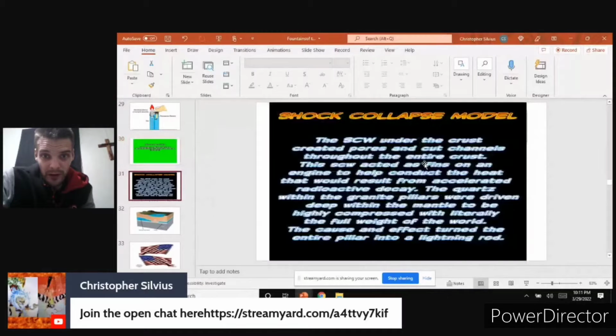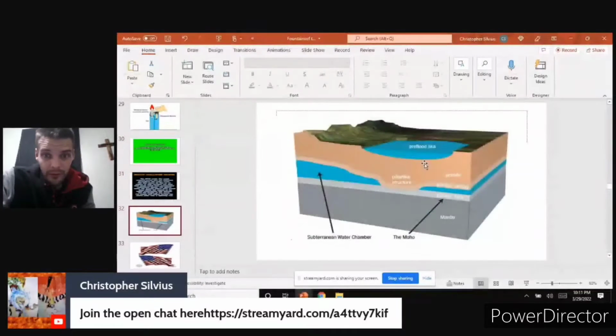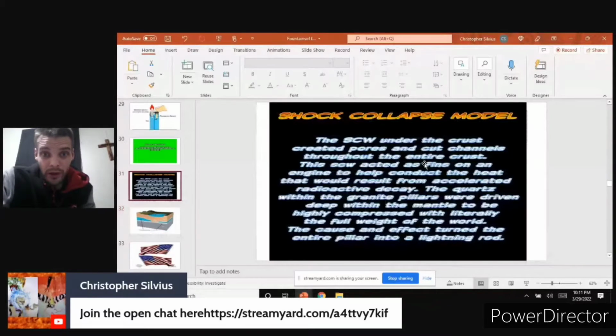And on a global scale, before the flood, the Earth flutters, these pillars are going to buckle, and they're going to compress and be crushed by the weight of the overlaying crust and turn them all basically into lightning rods, which will surge huge voltages of electricity up through the crust of the Earth. So the supercritical water under the crust created pores and cut channels throughout the entire crust.